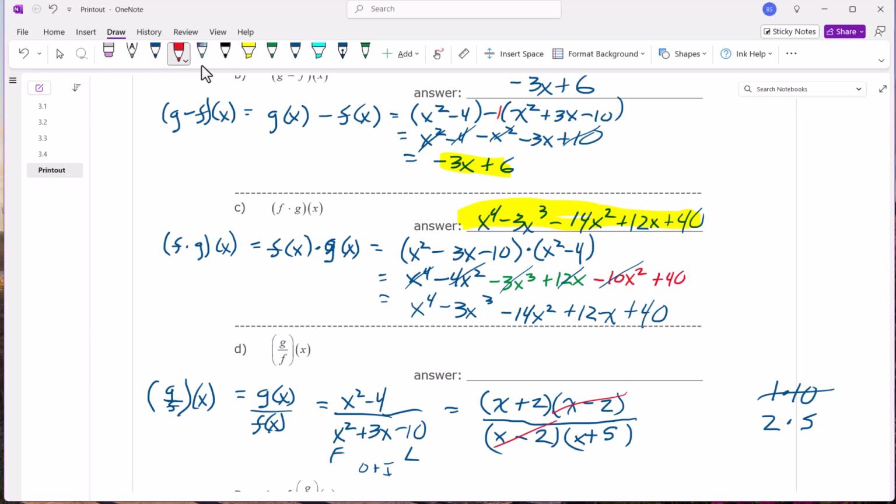Okay, now you can go ahead and remove that factor of 1. That's just 1. And then you would have as your answer x plus 2 over x plus 5. And x cannot be equal to negative 5.